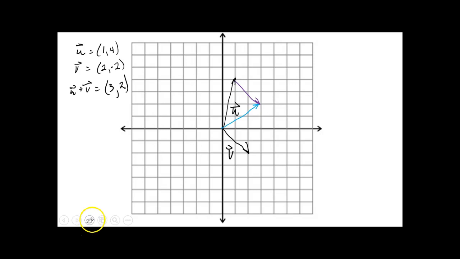Or you could have done vector v, think of that in purple, and then put vector u at the end of it, which is right 1 up 4, and you get right back there again. So there's the parallelogram method of doing it graphically, or this is really the easy way to do it. That's the sum of those two vectors, u and v. Okay?